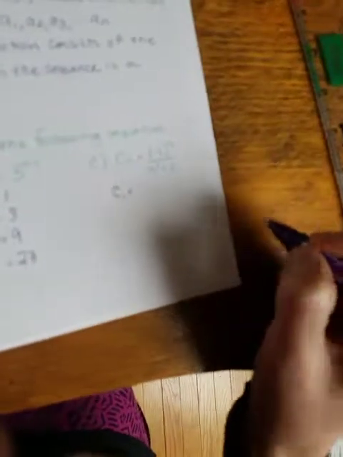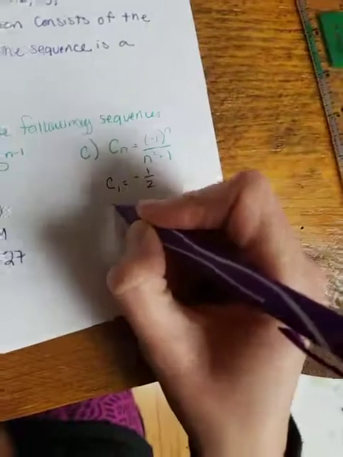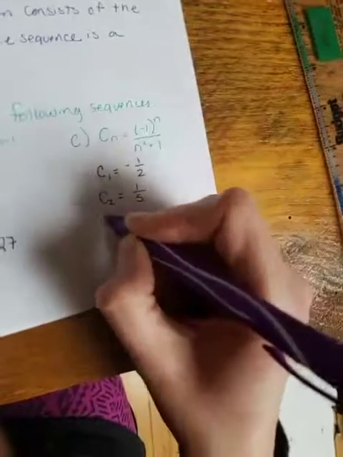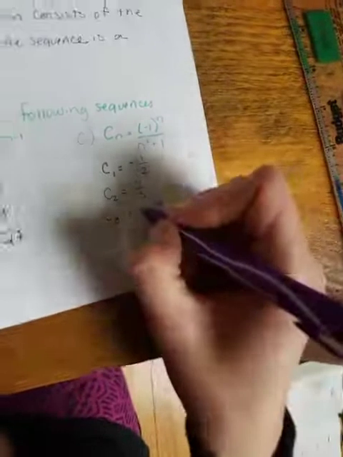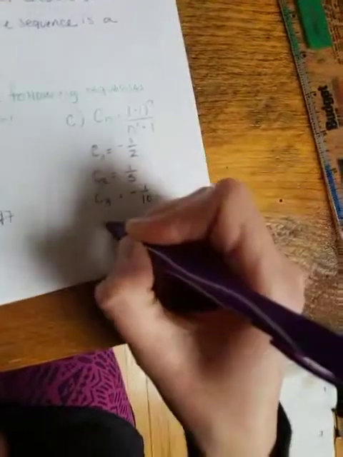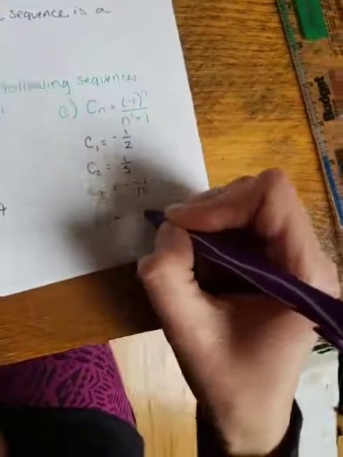All right, I'm probably sick of this, but I'm going to do the last one anyway. So c sub 1 is going to be negative 1, quantity negative 1 to the first, divided by 2, so it'll be negative 1/2. C sub 2 will give us 1/5. I'll just do it out. C sub 3, negative 1 to the third, divided by 10, so that's negative 1/10. And then c sub 4 is going to give you 1/17.